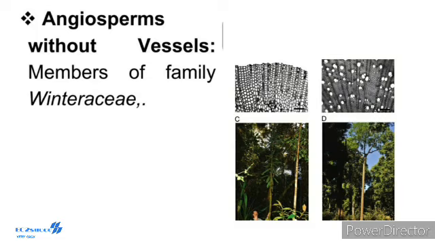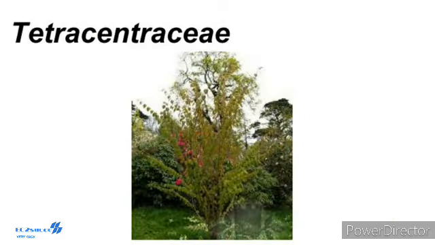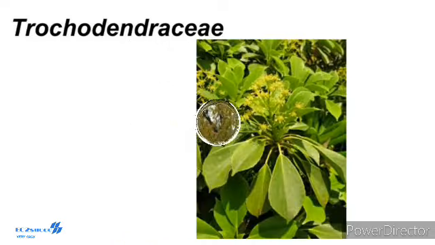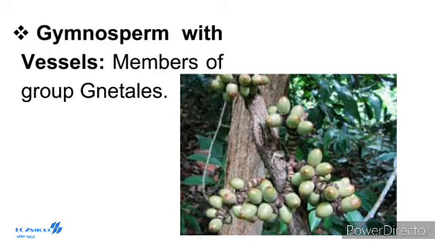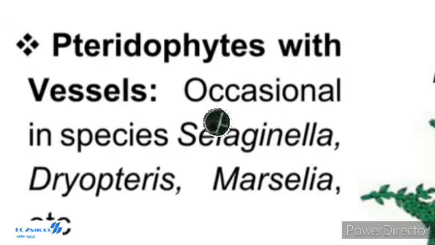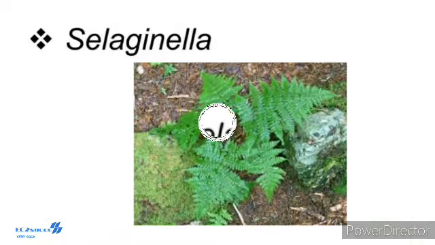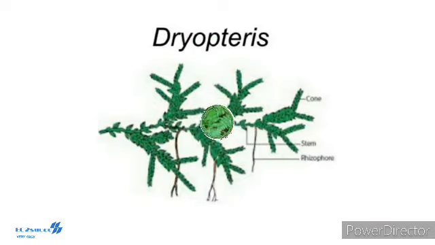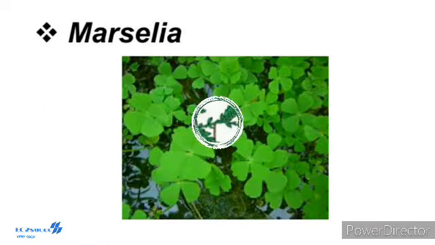Another one, angiosperms without vessels: the members of the families Winteraceae, Tetracentraceae, Trochodendraceae. Another one, gymnosperms with vessels: members of the group Gnetales. Another one, pteridophytes with vessels: occasionally in species of Selaginella, Pteridium and Marsilea.